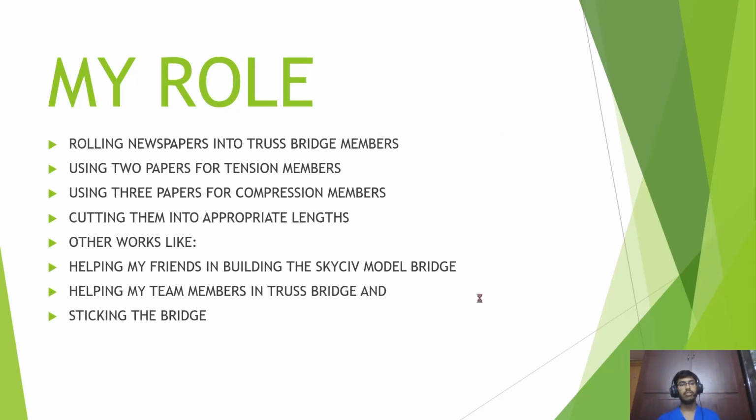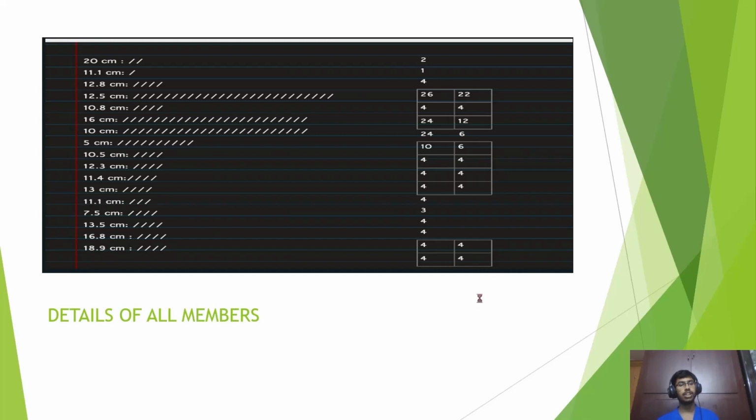And now I'm going to explain what I have done in the construction of the truss bridge. Actually, I rolled all the newspaper into truss members, and I used two papers for tension members and three papers for compression members, and rolled them, and I cut them into their appropriate lengths. And now I am showing the details of all the members.